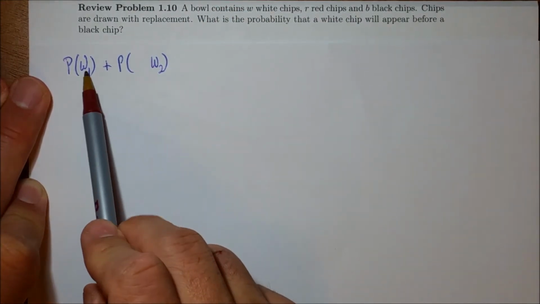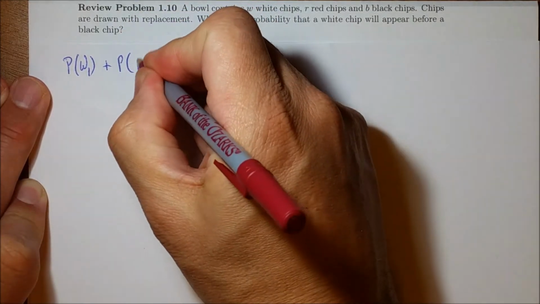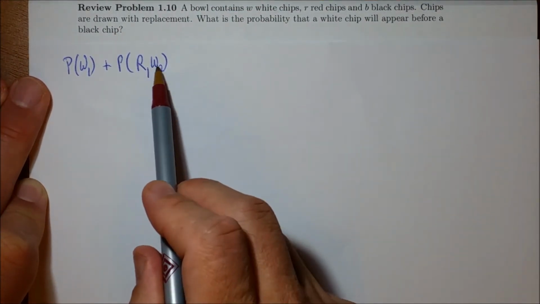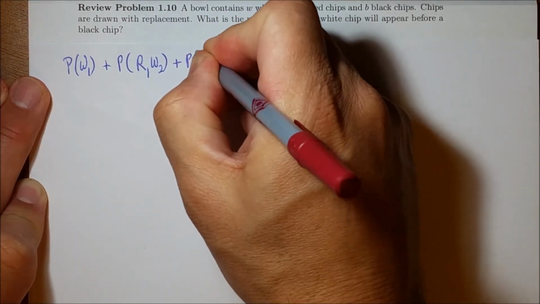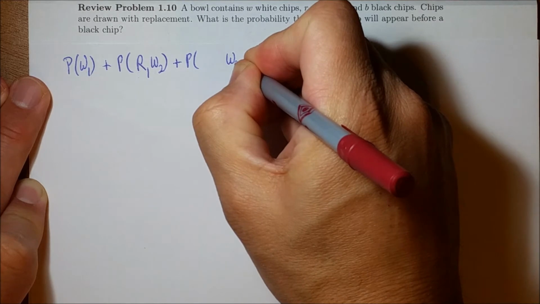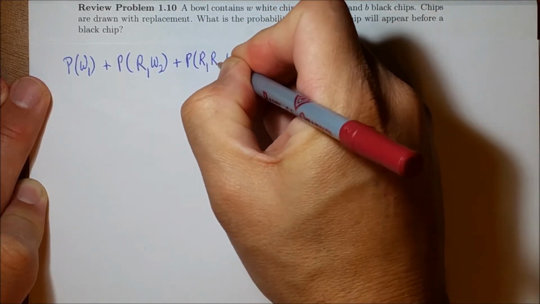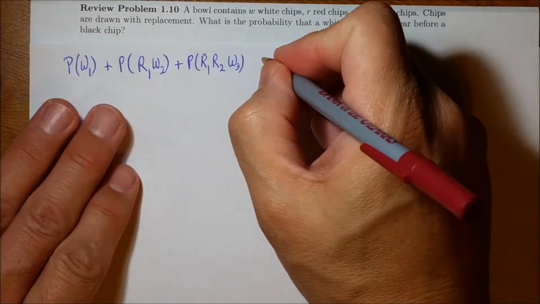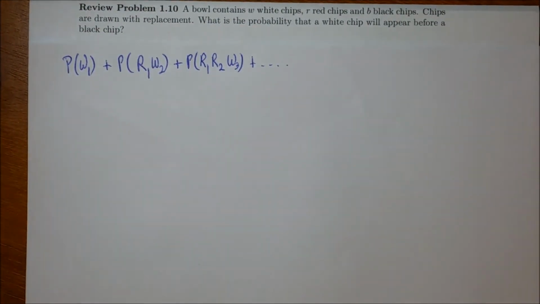Well, if the white chip is first, that's the previous possibility. So the only way this could happen is if a red chip is drawn first and then a white chip is drawn second, so that white is drawn before black. Then continuing the logic, if the first white chip appears on the third draw, that means something other than white or black would appear on the first and second draws, and so on. So those are the possible ways that a white chip could appear before a black chip.